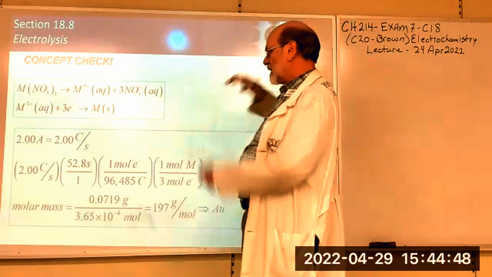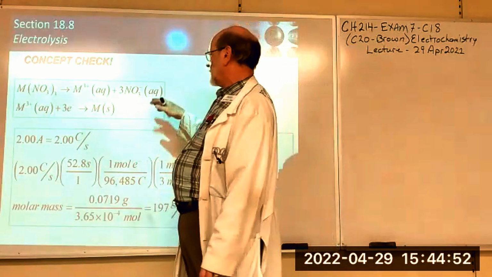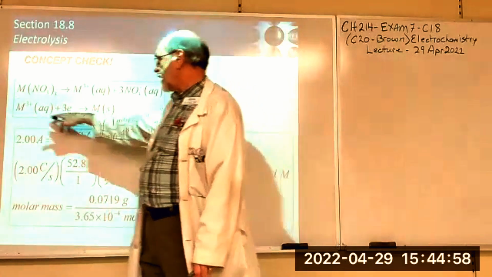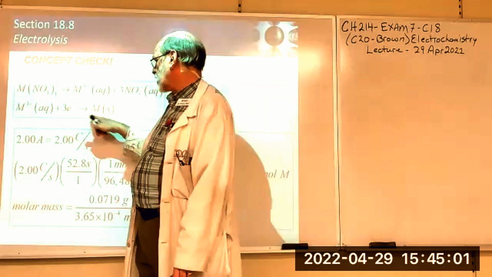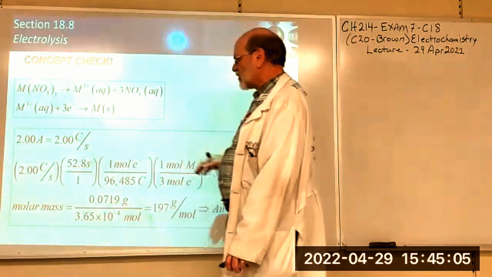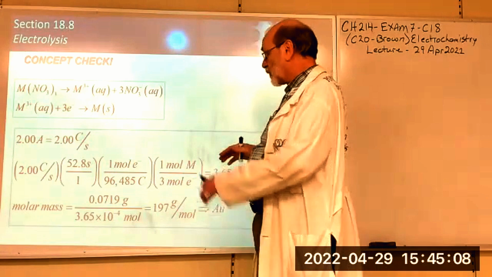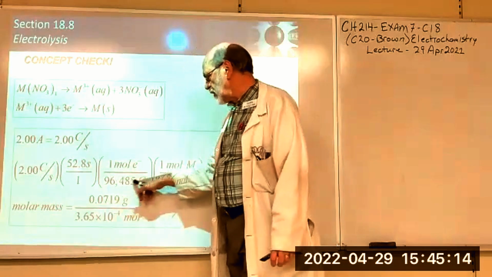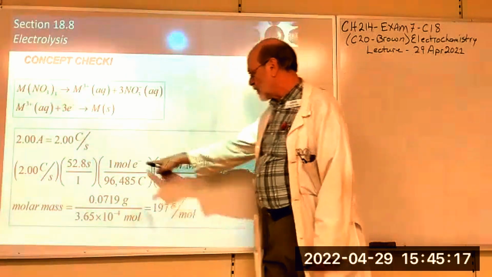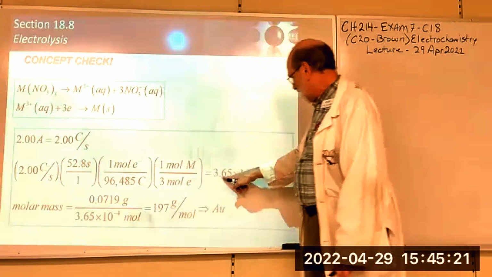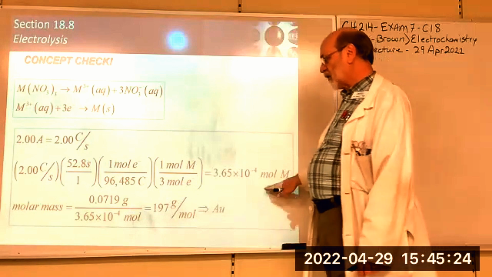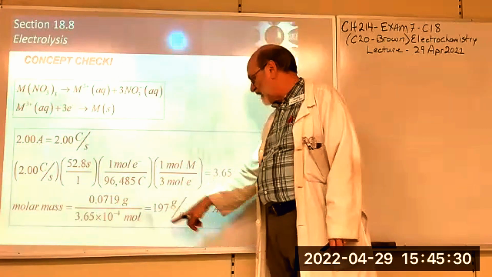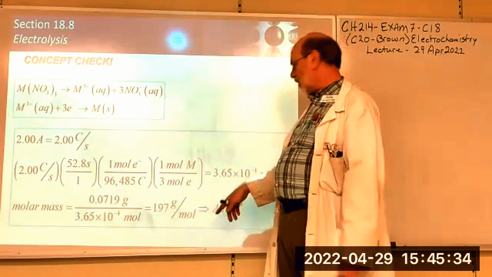Okay. So here it all is in one big splash. All right, here's the balanced equation. This is actually the important equation, right? The 3+ metal ion plus 3 electrons yields the metal. So if we've got 2 amps going through for 52 seconds, this is how many coulombs it is. This converts the coulombs to moles of electrons. And with 3 moles of electrons per mole of metal, that tells us how many moles of metal there are. And then once we know how many moles of metal, we can get grams per mole. So this is the molar mass, 197 grams per mole. Look it up on your periodic chart. That's gold.